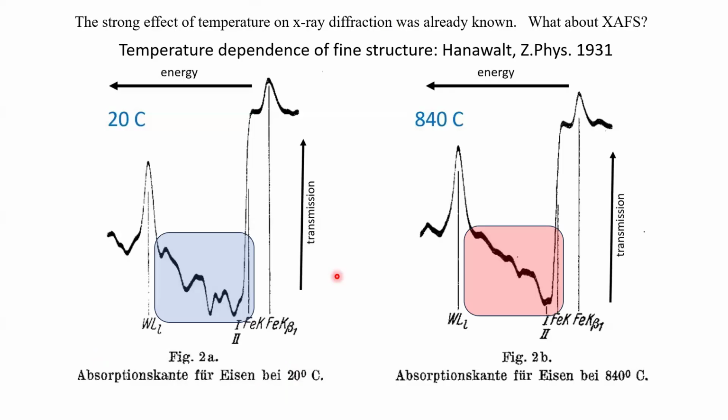And then the last thing he did is he said, okay, X-ray diffraction. We know that as temperature goes up, the atoms shake more and that affects diffraction. What about this fine structure? And so the energy scale is reversed here. I apologize. Here's low energy going to high energy. There's the strong absorption, so the transmission goes down. And you can see many oscillations in this spectrum of metallic iron. And then at 840 centigrade, the oscillations are strongly damped. So something that matters here is the distance between atoms and, let's say, the distribution function of distances between atoms. So we're getting a lot of information in a very qualitative way from this sequence of experiments by Hanawalt.